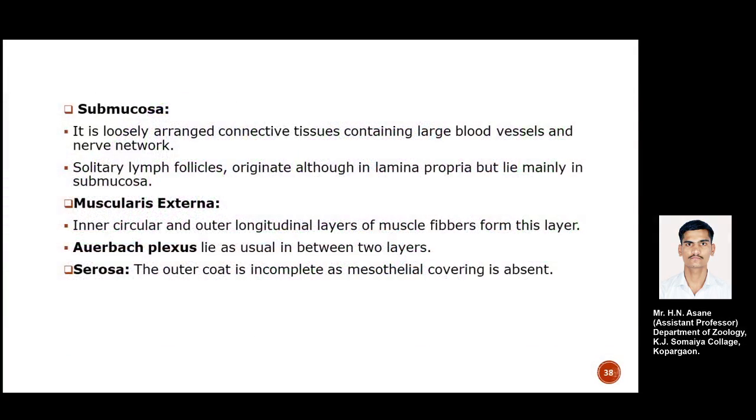As you proceed towards the submucosa region, it is a loosely arranged connective tissue network containing large blood vessels and the nerve plexus of Meissner. That means it has a loosely arranged connective tissue network, as well as large blood vessel networks, capillaries, and the nerve network situated in the submucosa region of the rectum.